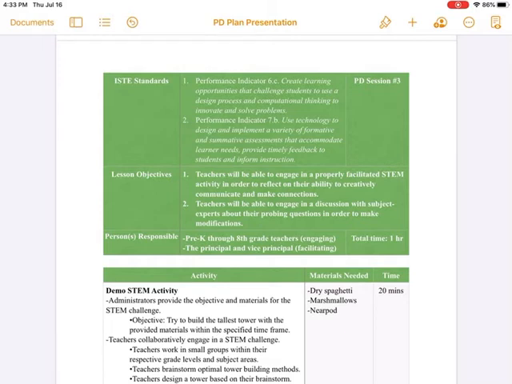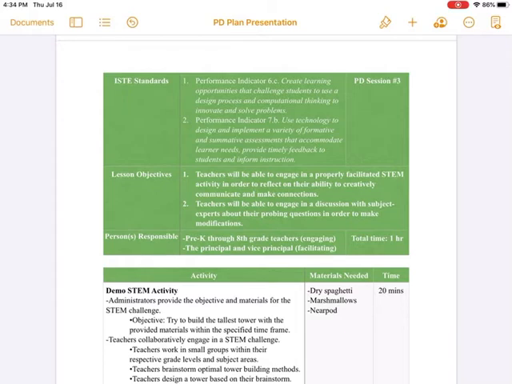Therefore, the objectives I chose to include were, first, that teachers were able to engage in a properly facilitated STEM activity so that they could reflect on their own ability to creatively communicate and make connections. And then teachers would also be able to engage in discussion with subject experts about probing questions that they might ask during a STEM lesson and then make modifications to those questions.